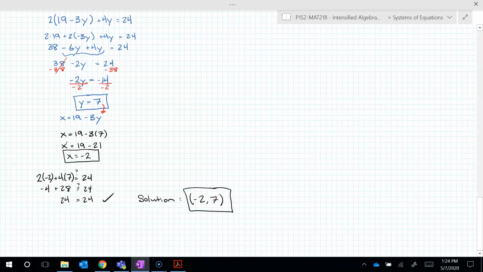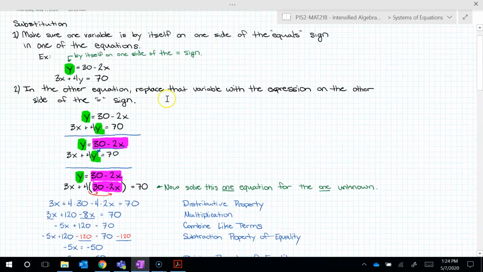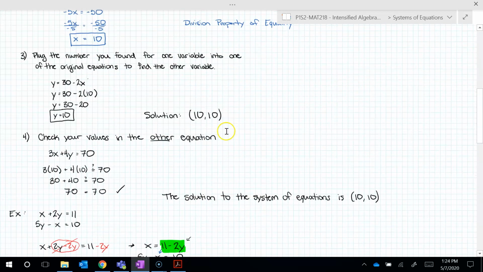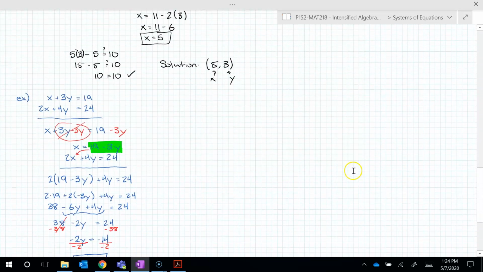All right. Let's stop there. This is substitution in a nutshell, right? Just make sure to follow those steps up here. Get one variable by itself, plug it in. Sometimes you might need to distribute, like you have 4 times y, 4 times that variable you're plugging in. But yeah, good luck.